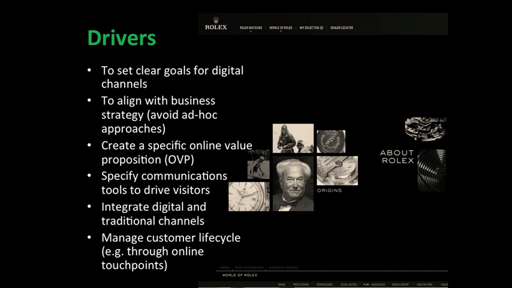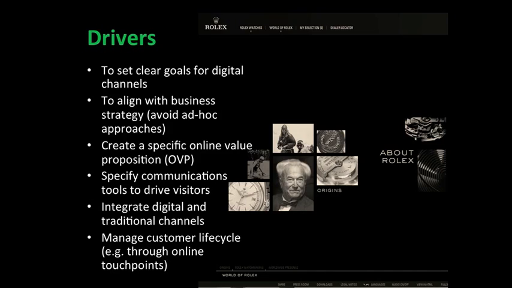To create a specific online value proposition, an OVP, is absolutely key. To specify those communication skills is to drive visitors and integrate the digital and traditional channels so that they are giving the same message. It's not devaluing your proposition or your positioning. And it's about managing customers' life cycle through the online touch points.